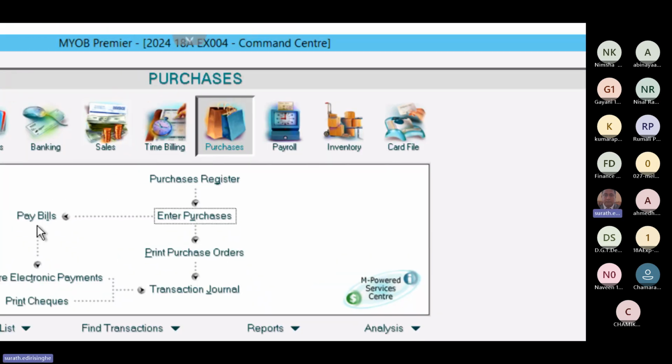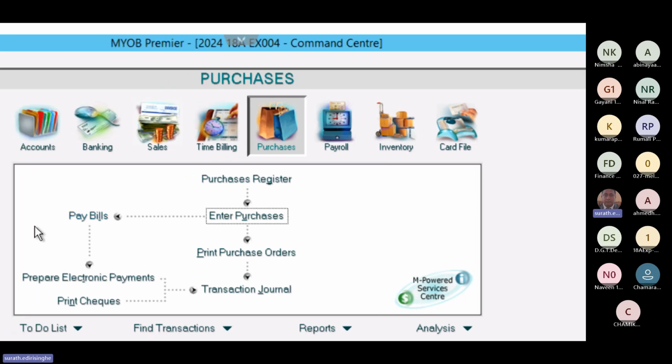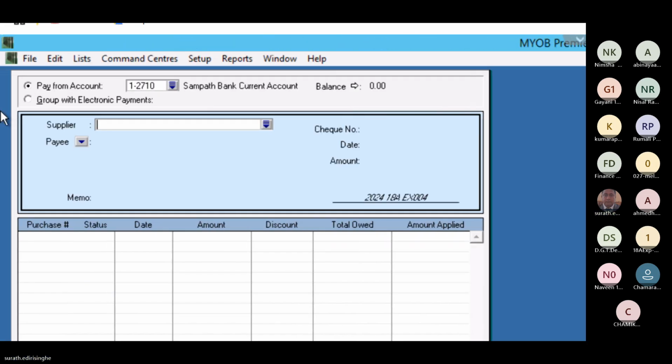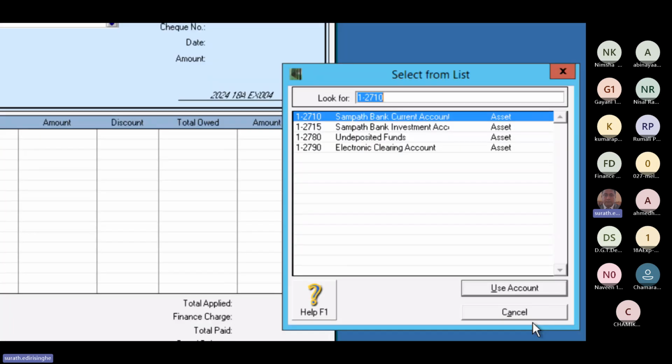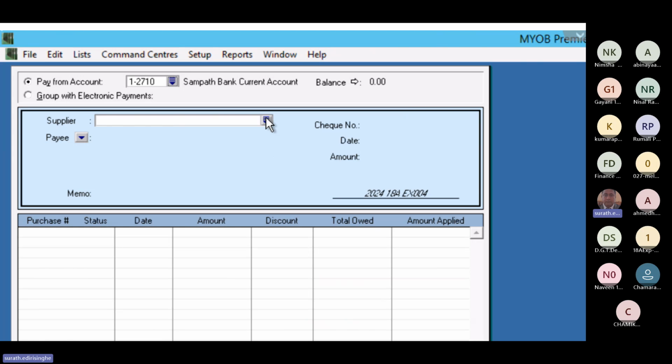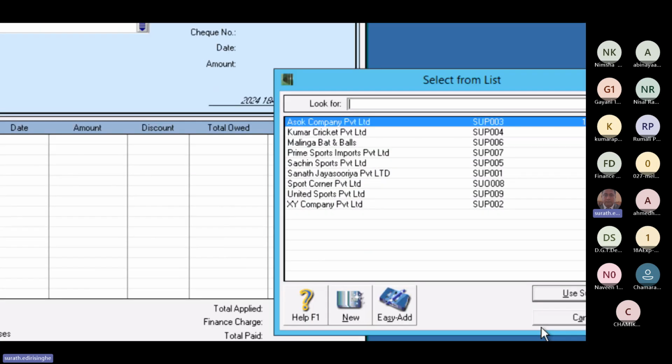Complete the returns and the last transaction on pay bill. After purchase, then GRN, then return, then settle the bill. Bill settlement. Actually, that part was completed last week. Right. Select your bank account from the available banks. Then select the supplier, in this case Ashok Company.